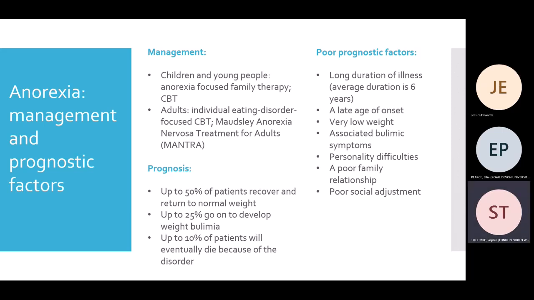Some factors that are associated with poor prognosis is long duration of illness. So the average duration of illness for an anorexic patient is around 6 years. The longer this is, the poorer the prognosis tends to be. Late age of onset is also a negative sign, as is very low weight, associated bulimic symptoms, personality difficulties, poor family relationships, and poor social adjustment. So patients who perhaps have one of these factors are ones that might not do as well, and ones that might need some added support to try and achieve resolution.